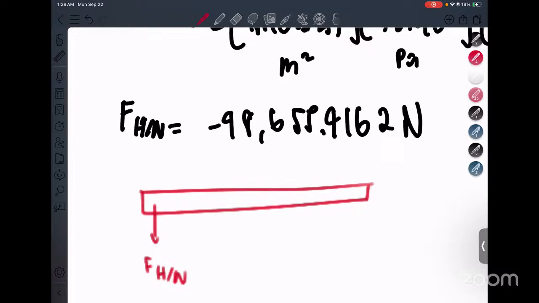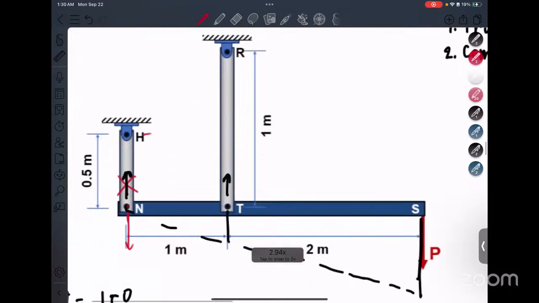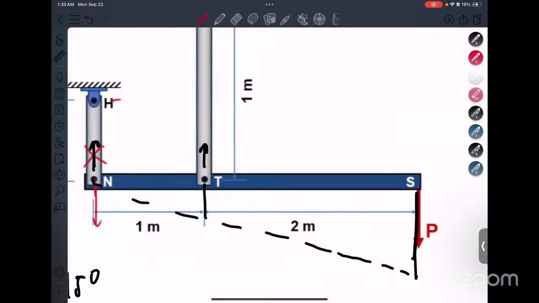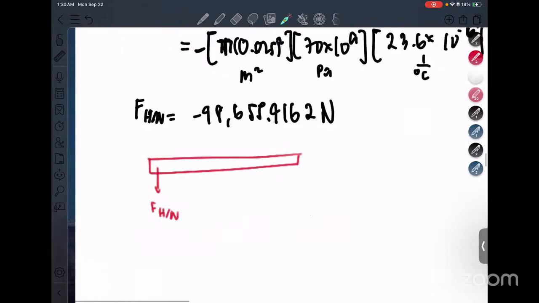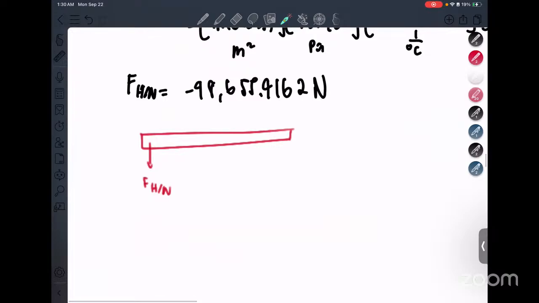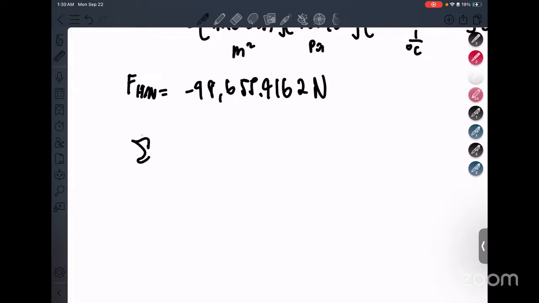Now what you want to do is find P. So this is our setup for P, right? This is our setup for the whole problem. If I, for example, set my moment here, I can eliminate the force along PR, meaning I'm just left with the force along NH and P. So that's what I'm going to do. I'm going to set a moment here, right?